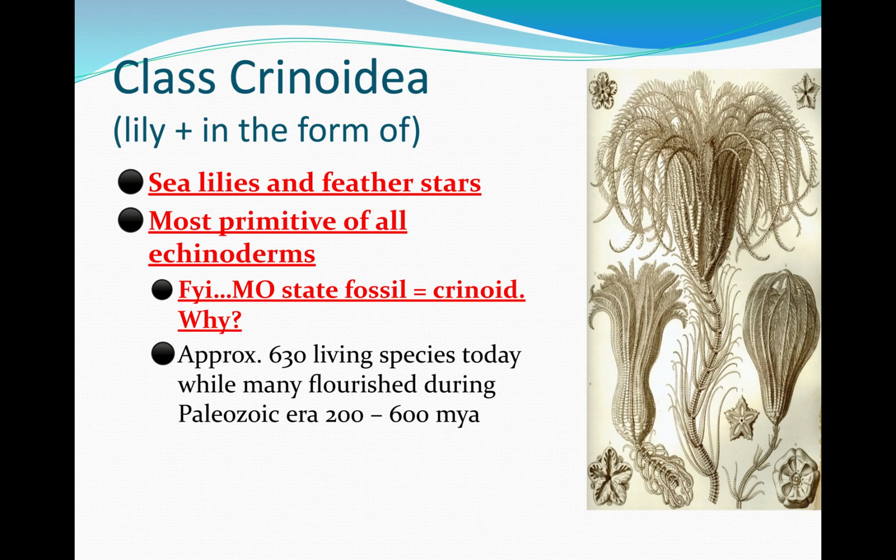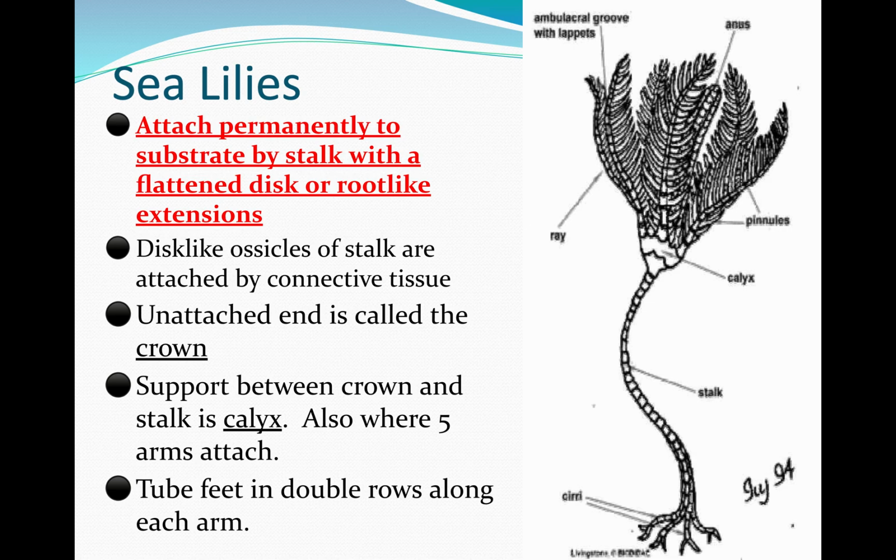A couple more things we're going to write down. Sea lilies, and this is what probably lived here millions of years ago, attach permanently to the substrate by a stalk, and they have a flattened disc or root-like extensions. So they don't really move, but how they get their food is they have tube feet up here, and they grab their food and eat it. What we usually see remnants of, crinoids that maybe lived here in Missouri, are this little stalk-like structure. I'll show you some examples.